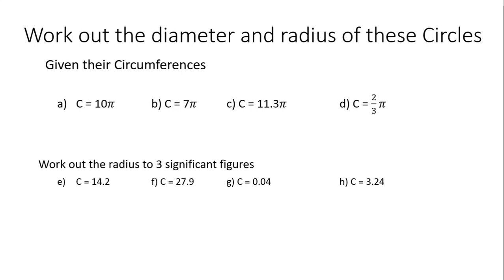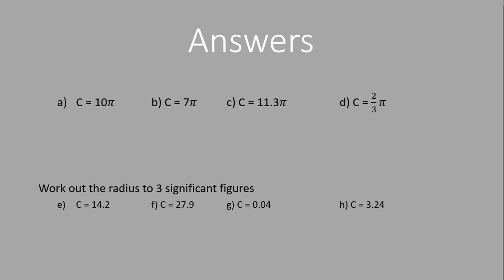I hope you had a chance to hit pause because here come the answers now. Starting with the answers for A, B, C, and D. Those are the exact diameters. I didn't need to round at all. And here come the radiuses. Notice once you've got the diameter, it's easy to find the radius. You just need to half them.